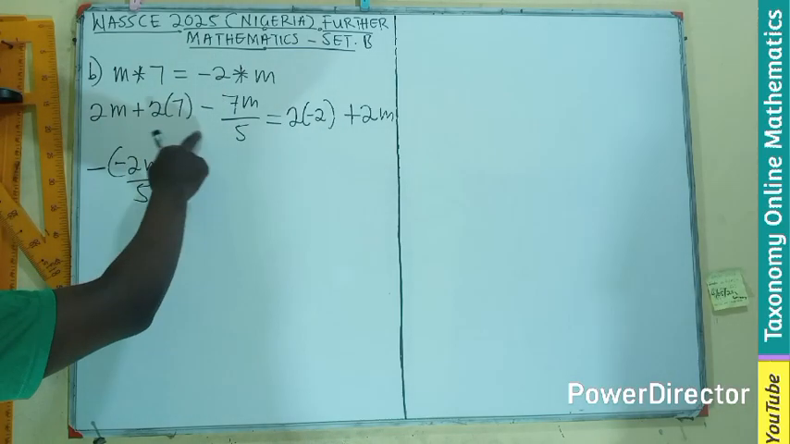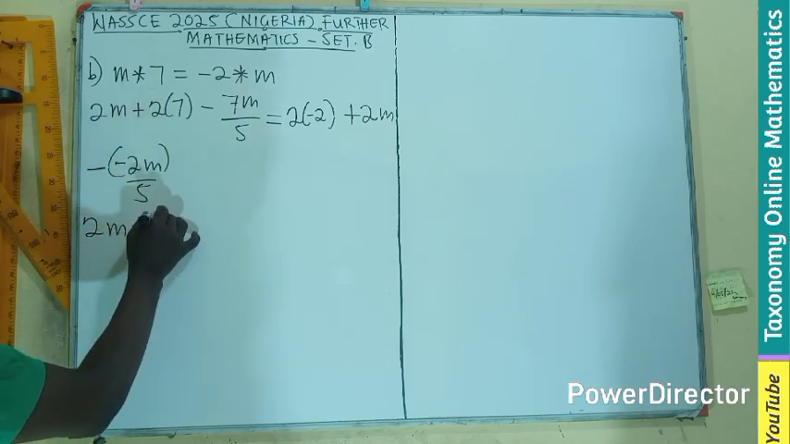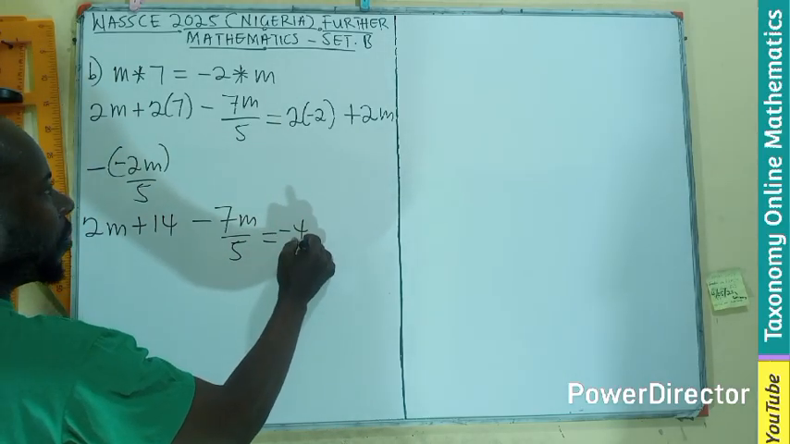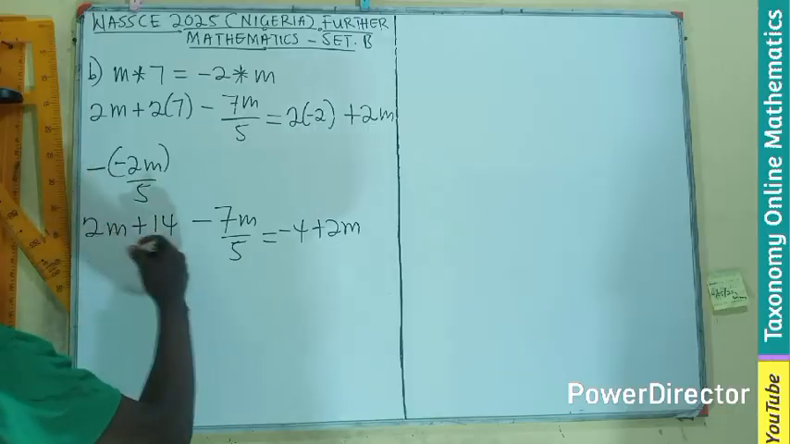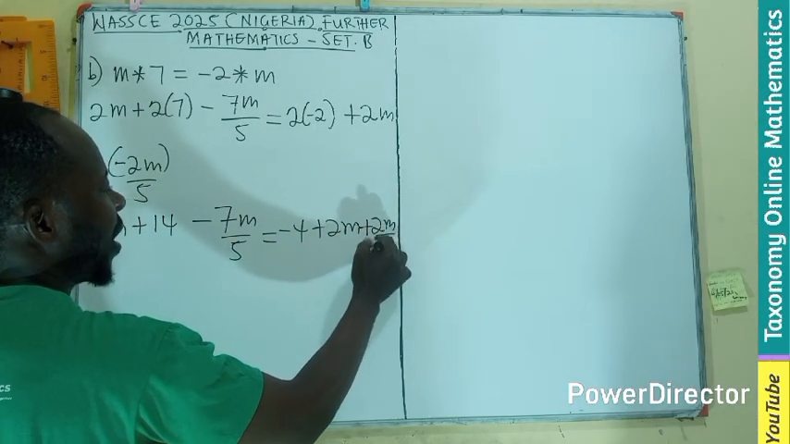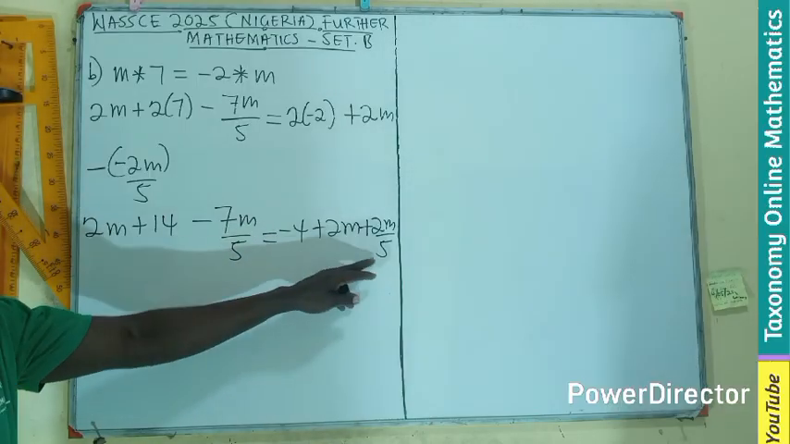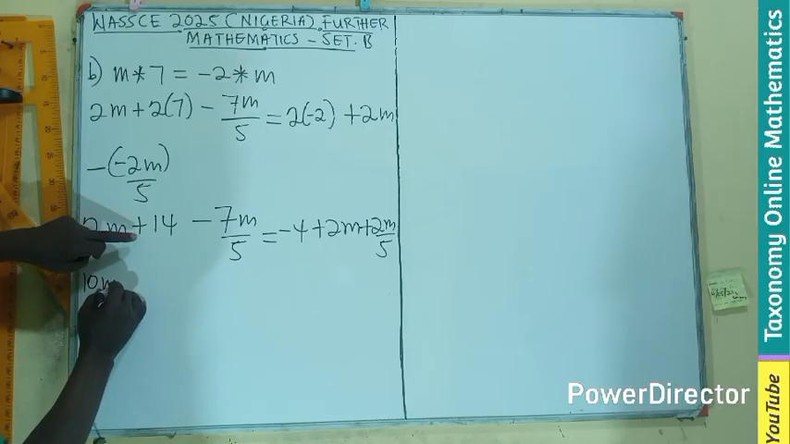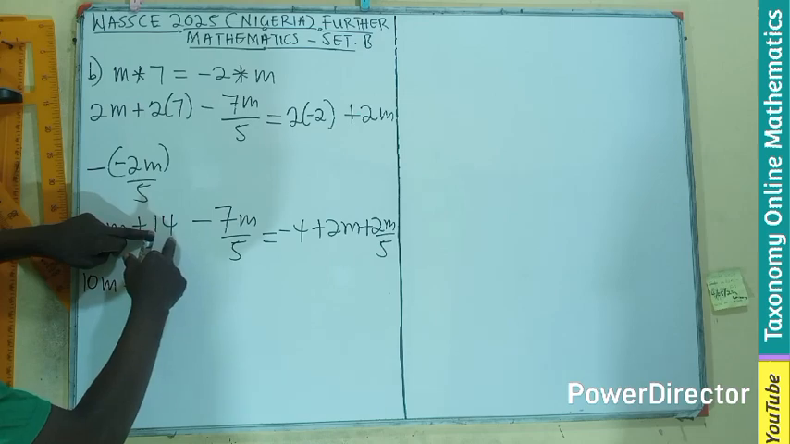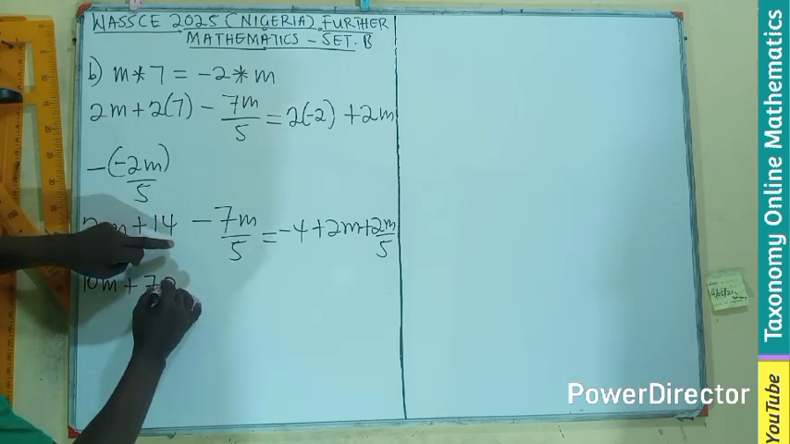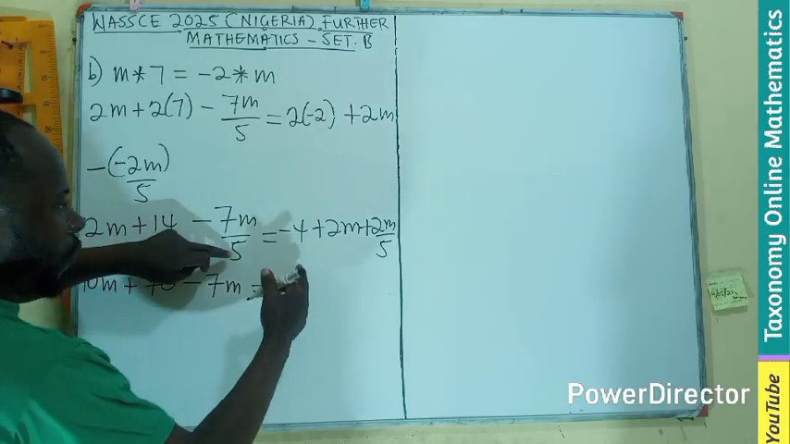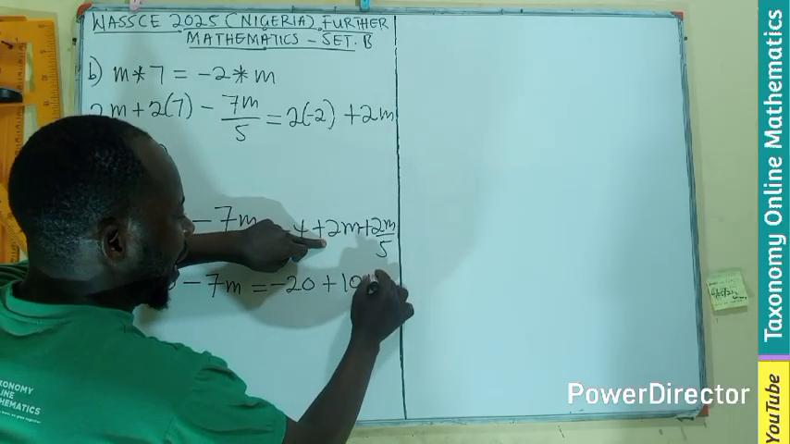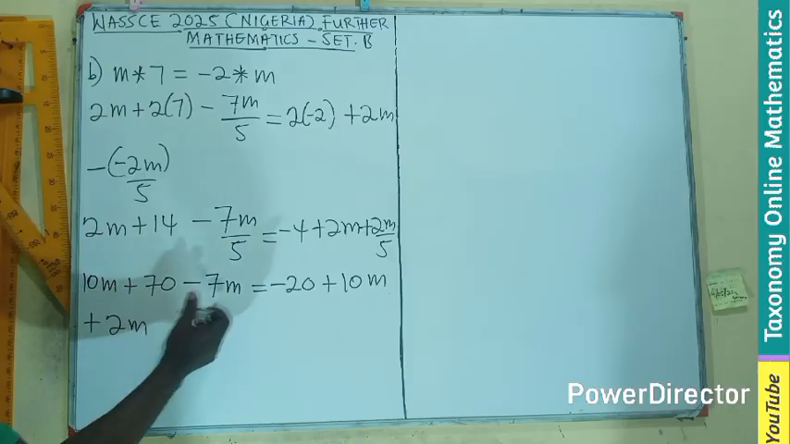All right, let's simplify the first line. This will give you 2m plus 14 minus 7m over 5. This will give you negative 4 plus 2m. This negative will take effect plus what? 2m over 5. We can eliminate the fractions by multiplying through by 5. So if you multiply by 5, this becomes 10m plus, this is going to be 50 plus 20. So 70 minus 7m equals to 5 times this minus 20. 5 times this will give you 10m, then plus the 2m here if you multiply.